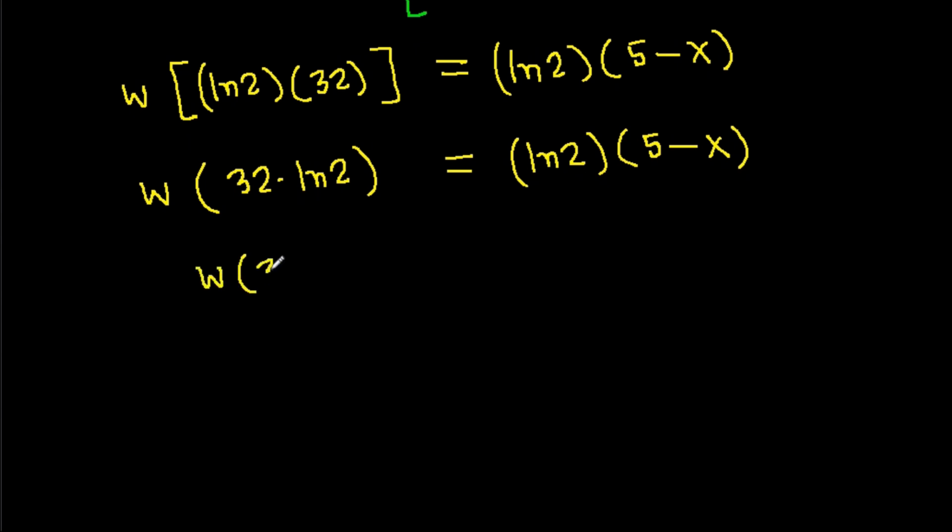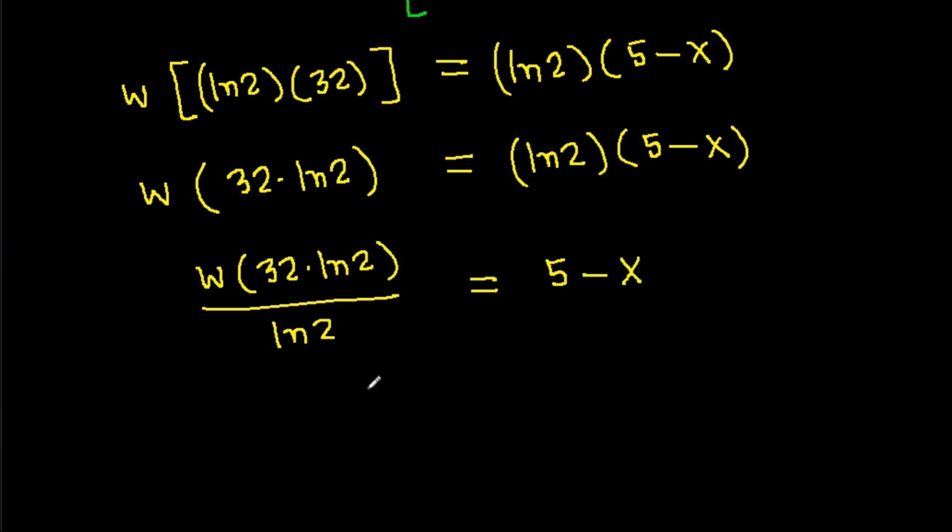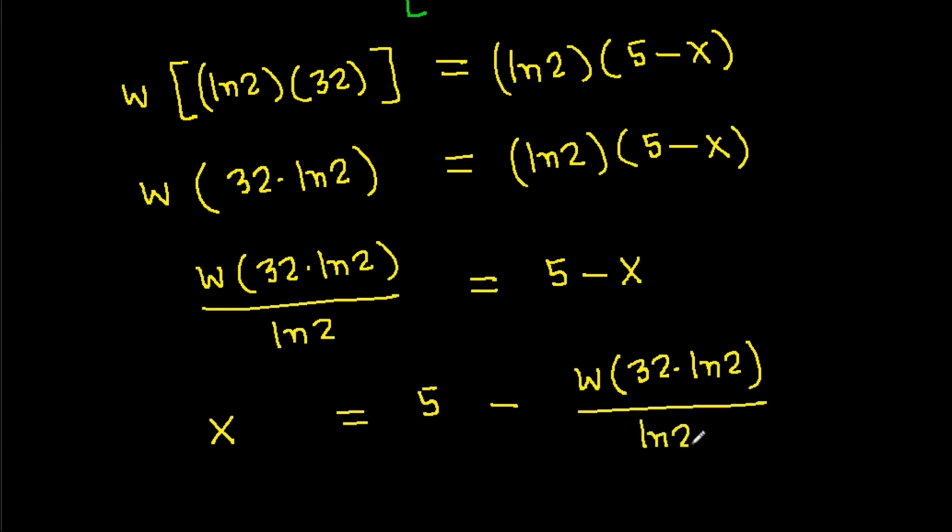W of 32 times ln 2, divided by ln 2, will be equal to 5 minus x. So x will be 5 minus W of 32 times ln 2, divided by ln 2. So this is the value of x.